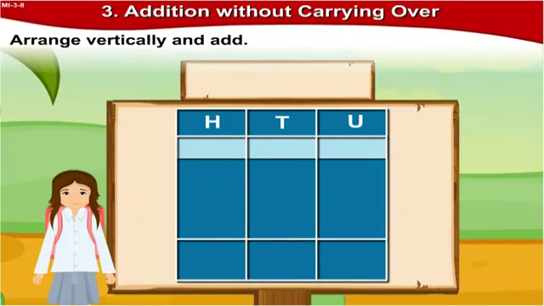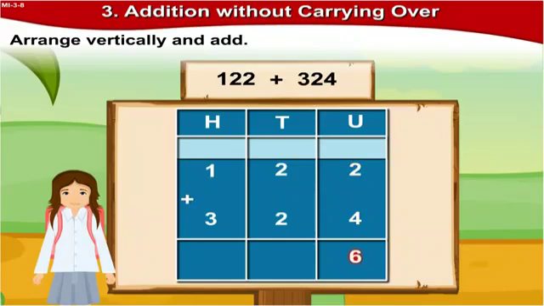Let us see the next sum. 122 plus 324. Let us begin our addition. For that, first we'll arrange them vertically and write HTU. 122 would be 100, 2 tens, 2 units, plus 324 would be 300, 2 tens, 4 units. Now 2 units plus 4 units is 6 units.